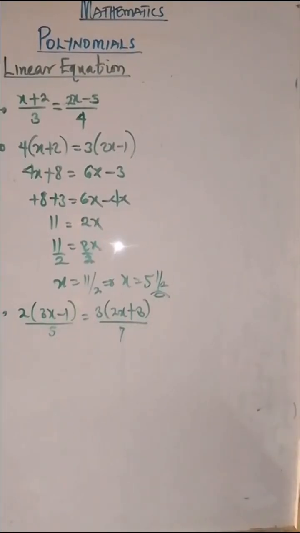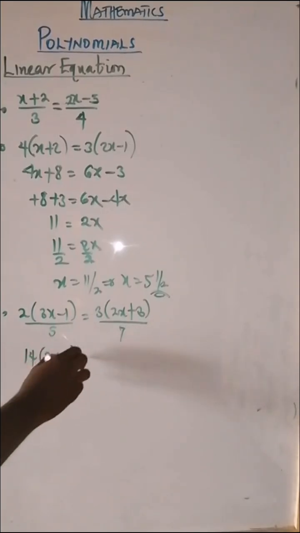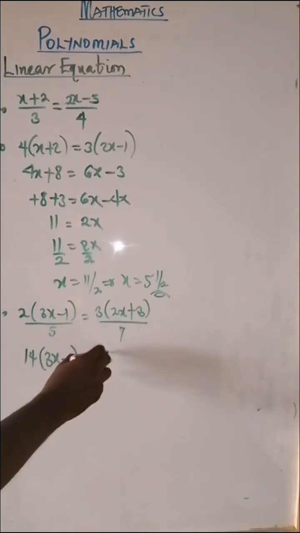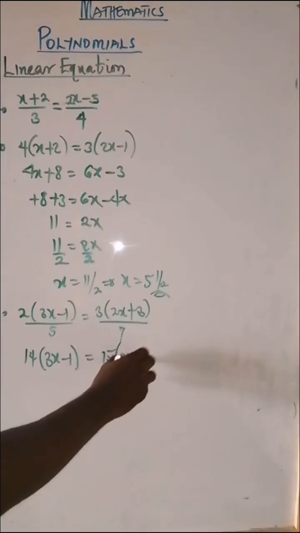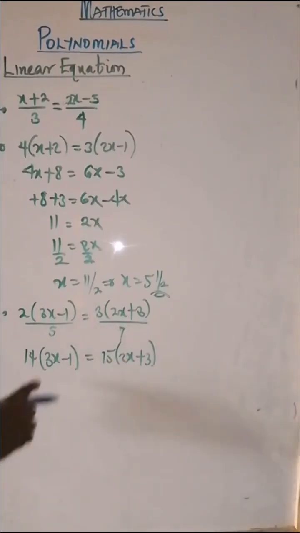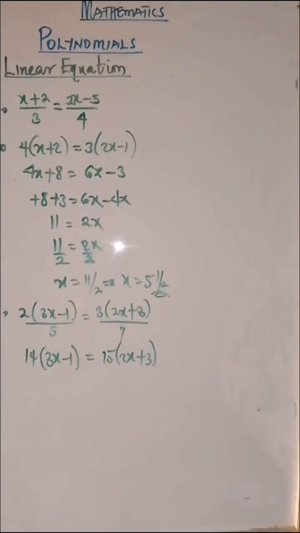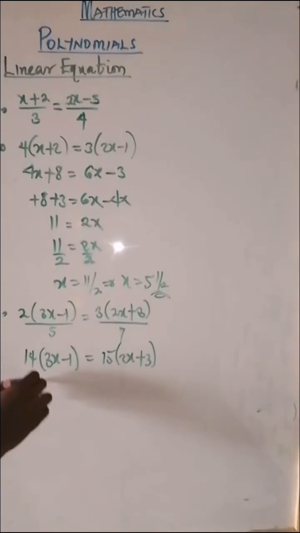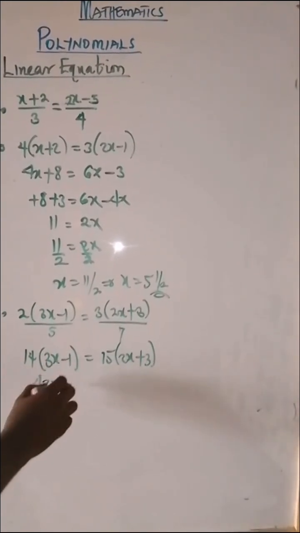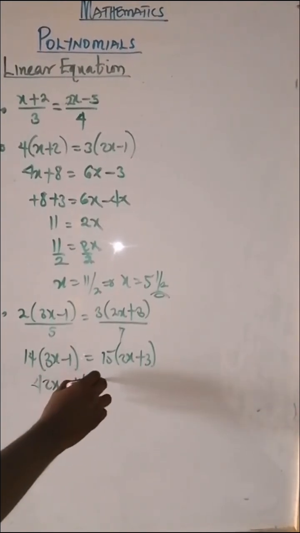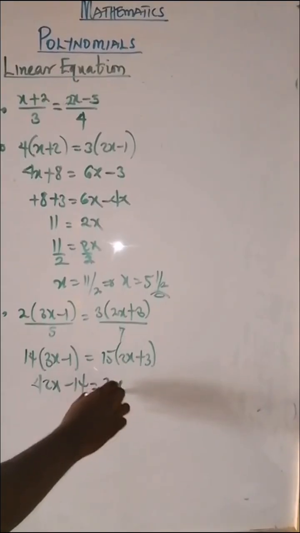So same thing here, we are going to cross multiply. So this 7 multiplies everything here. 7 times 2 is definitely 14. So we have 14 into 3x minus 1. 5 times 3 is 15 into 2x plus 3. Then let's expand. 3 times 14 is definitely 42.